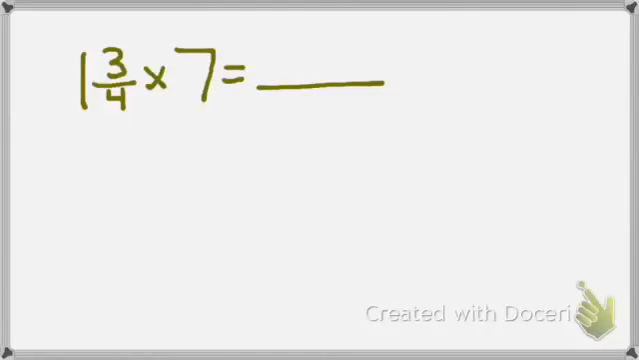I can't multiply by a mixed number, and I can't multiply by a whole number. So what am I going to do? Let's tackle my mixed number first. When I say a mixed number, I need to change that into an improper fraction. So I'll do my C for changes.